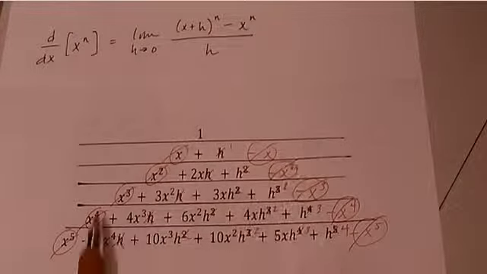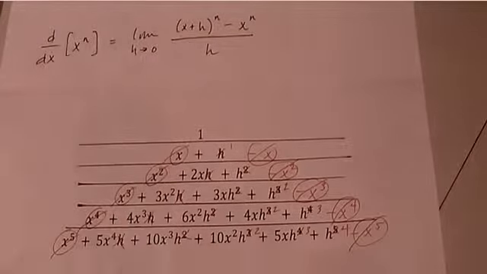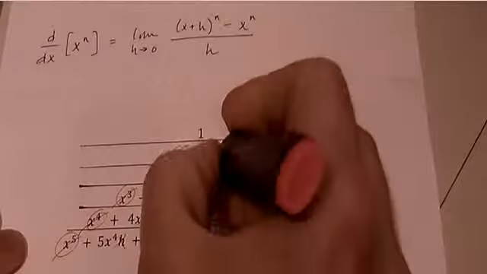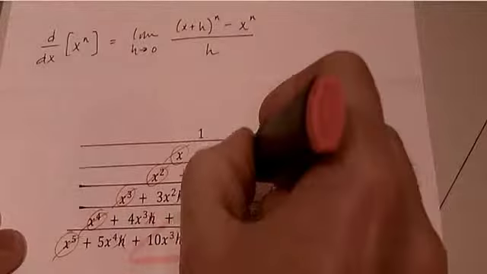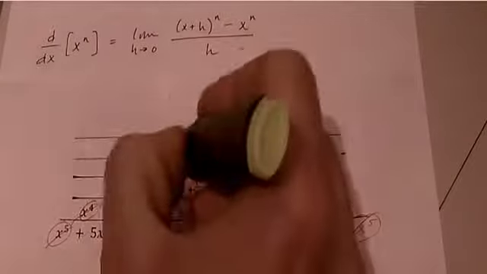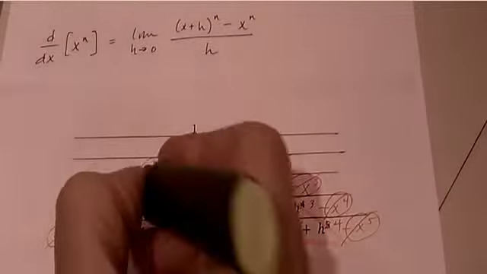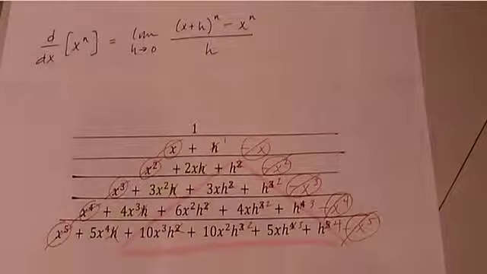Notice that after you've done all this simplification, you're taking the limit as h approaches 0. All of these terms right here still have an h in them. So all of those terms are going to go away when you evaluate the limit, after you've done the binomial expansion and all the simplification you can do. And look at what's left: 2x, 3x squared, 4x cubed, 5x to the fourth.